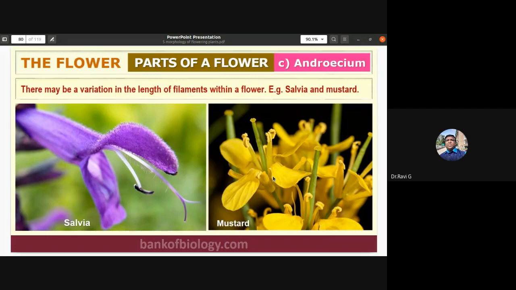So in some flowers, there may be variation in the length of filaments of the stamens within a flower. Okay, so salvia, I was talking about Tumbe gida, with bilabiate corolla. This is seen in parks. The red variety you might have seen.